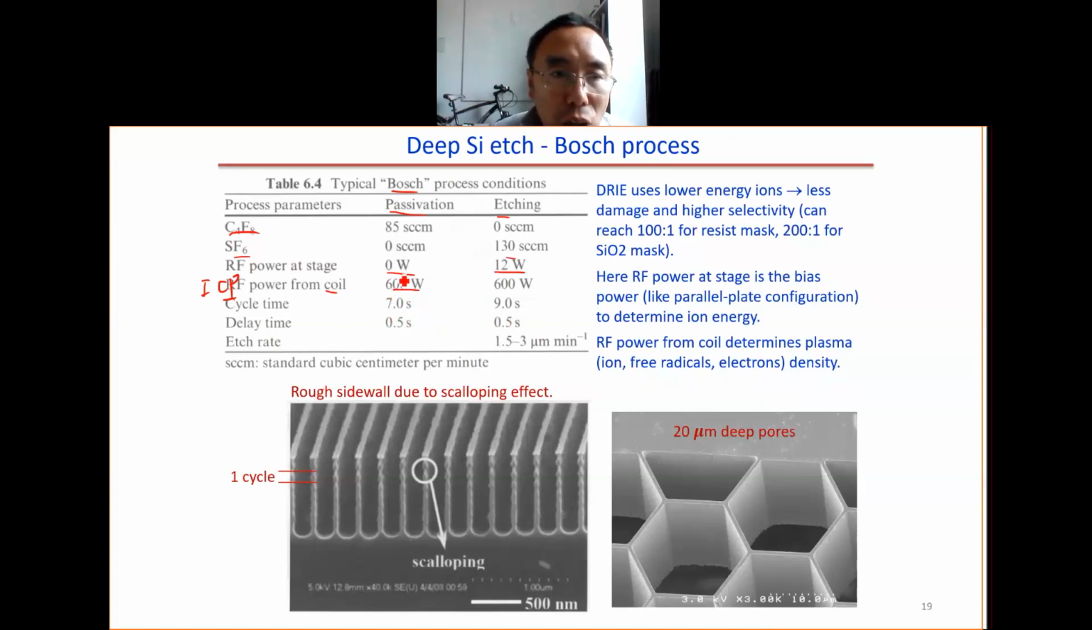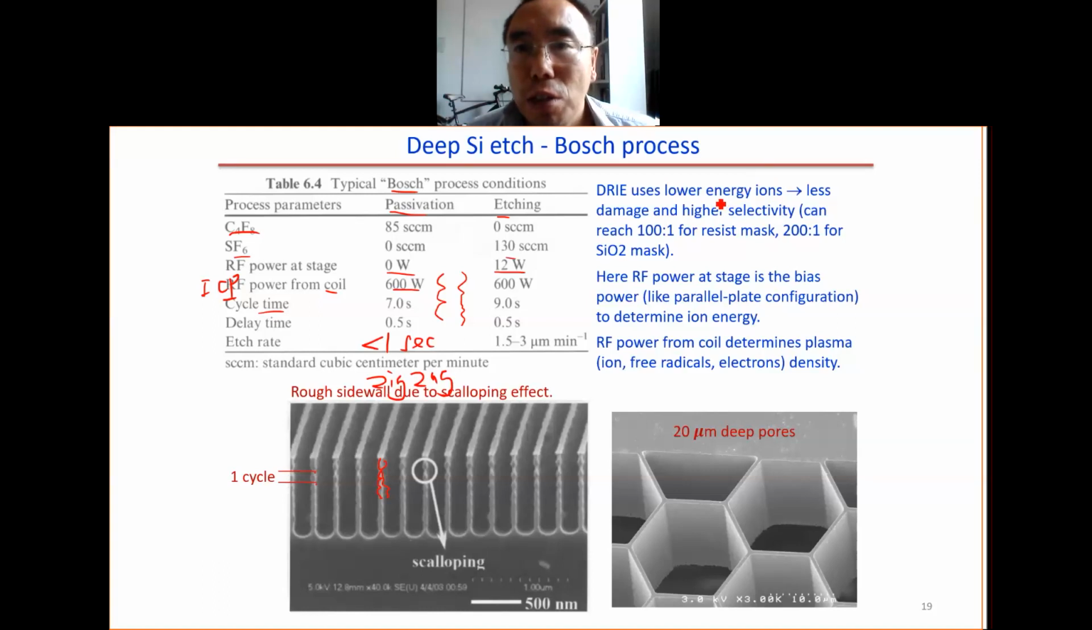But nowadays, the time can be less than 1 second. So the machine has become much faster than before. We can have the switching time, the cycle time, be less than 1 second. So we have shorter time. This side valve zigzag will become smaller. So from here to here, you can see from here to here is 1 cycle. So here's the example of the deep silicon etching.